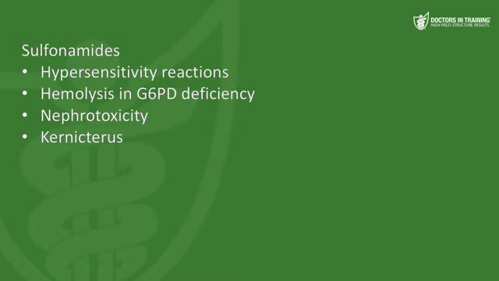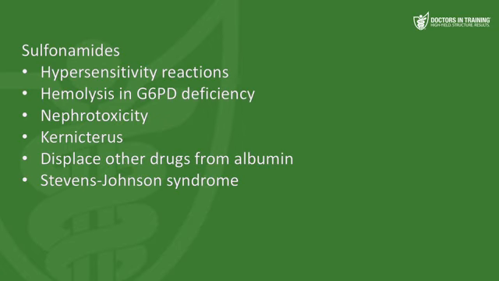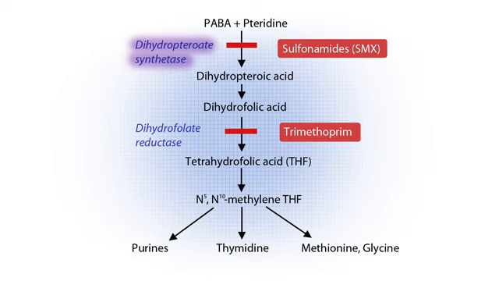Kernicterus can occur in infants, so you don't want to give this medication to infants or mothers who are about to deliver. It can displace other drugs from albumin, especially warfarin. You can get Stevens-Johnson syndrome, and you can get some photosensitivity. For resistance, you can get altered enzymes, so the bacterial dihydropteroate synthetase can be altered. You can get decreased uptake. You can get increased PABA synthesis.